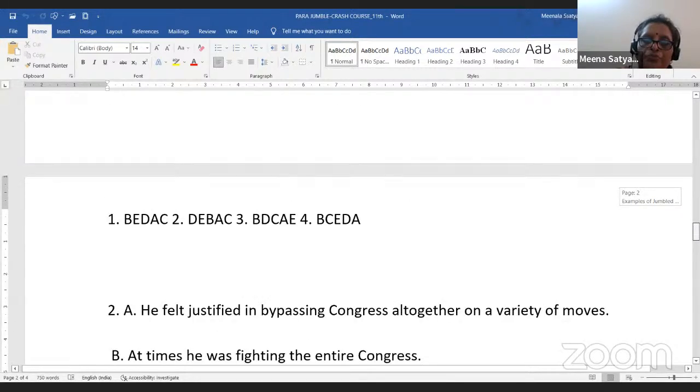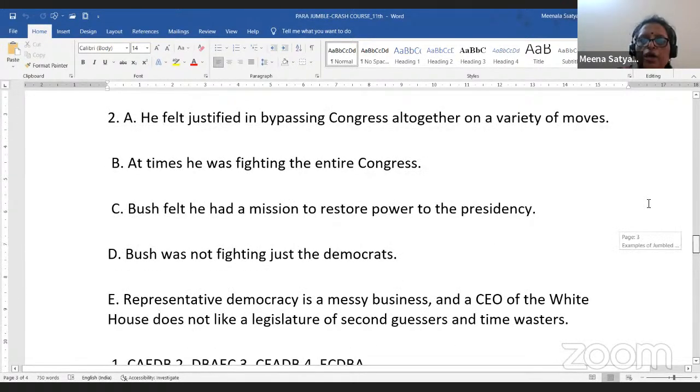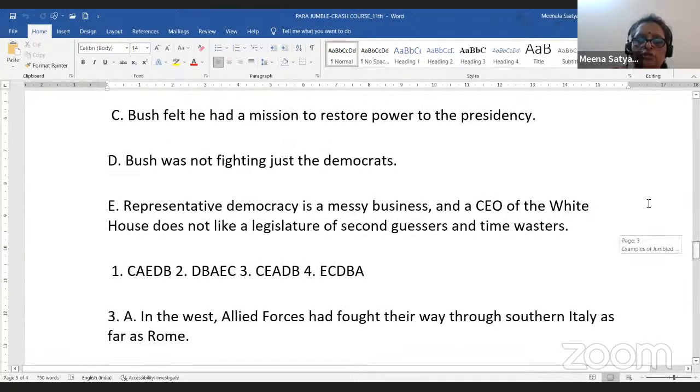Now, the next one. He felt justified in bypassing Congress altogether on a variety of modes. At times, he was fighting the entire Congress. And then Bush felt he had a mission to restore power to the presidency. Bush was not fighting just the Democrats. Representative democracy is a messy business, and the CEO of the White House does not like a legislature of second guessers and time wasters.